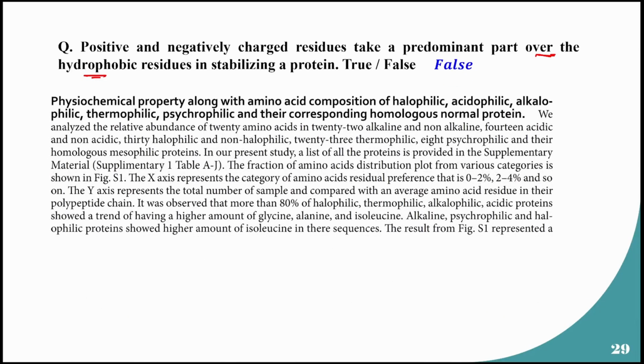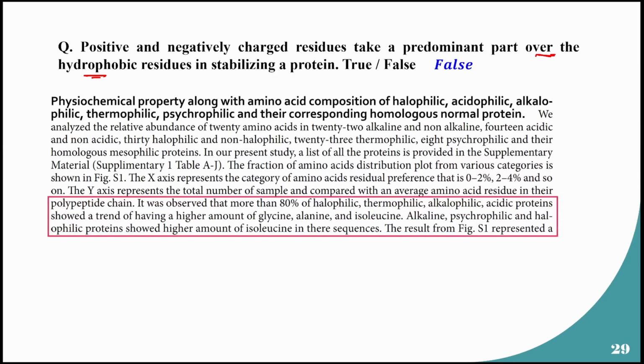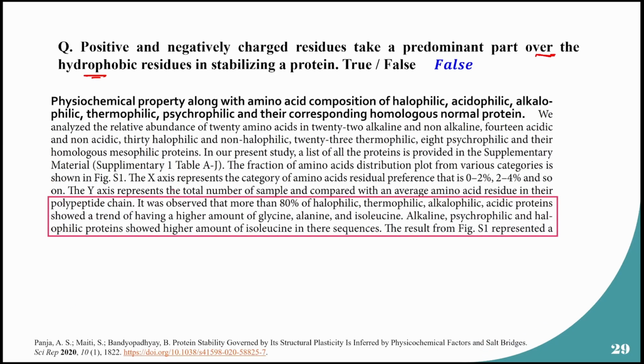Because predominantly what drives the fold of the protein and what drives the stability of the protein are hydrophobic interactions, right? The hydrophobic collapse, the hydrophobic clustering, is what drives the folding. And in this particular case also, if I take a reference of this paper, you will see that in their analysis more than 80% of halophilic, thermophilic, alkalophilic, acidic proteins showed a trend of having a higher amount of glycine, alanine, isoleucine. Then alkaline, psychrophilic, halophilic proteins showed a higher amount of isoleucine in their sequence.